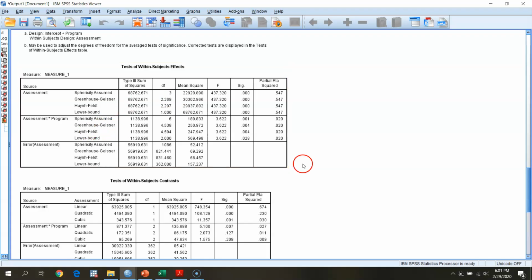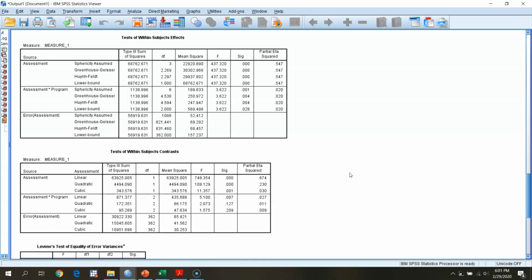But as we go down through and we take a look, we also see we have an interaction here. Okay, this interaction, remember, program is our between subjects factor, assessment is our within subjects factor, and we have an interaction. So we have a between by within interaction here. And what this is saying is that the pattern of means across repeated assessments differ based on what treatment program patients are in. Okay, so we've got essentially a moderation effect.